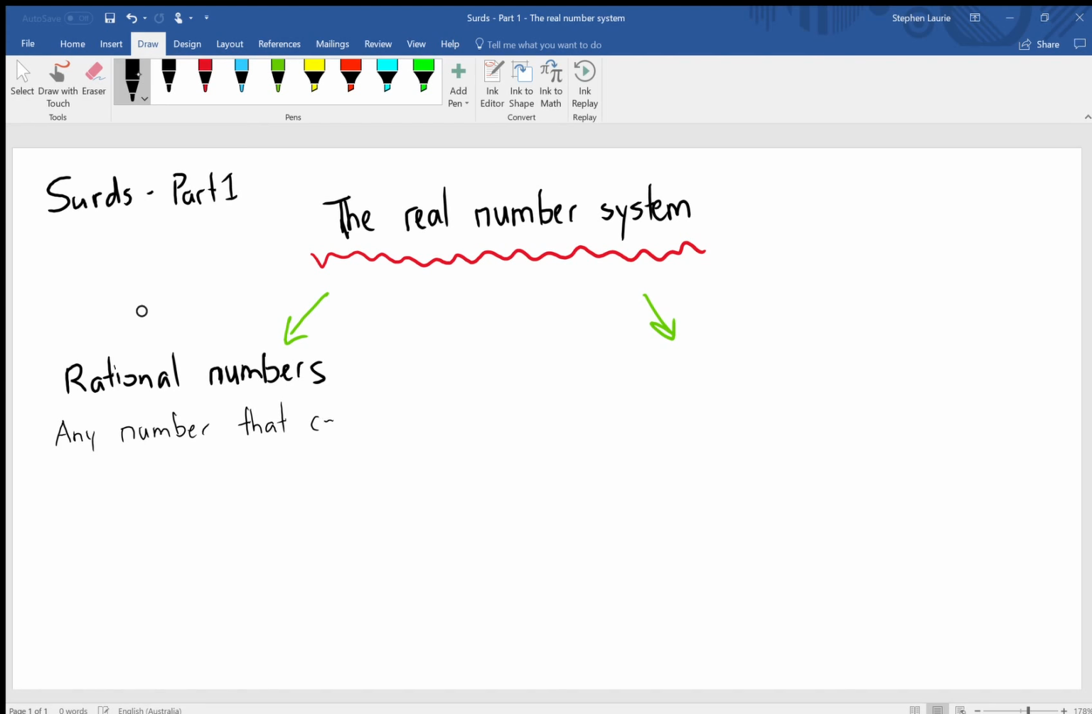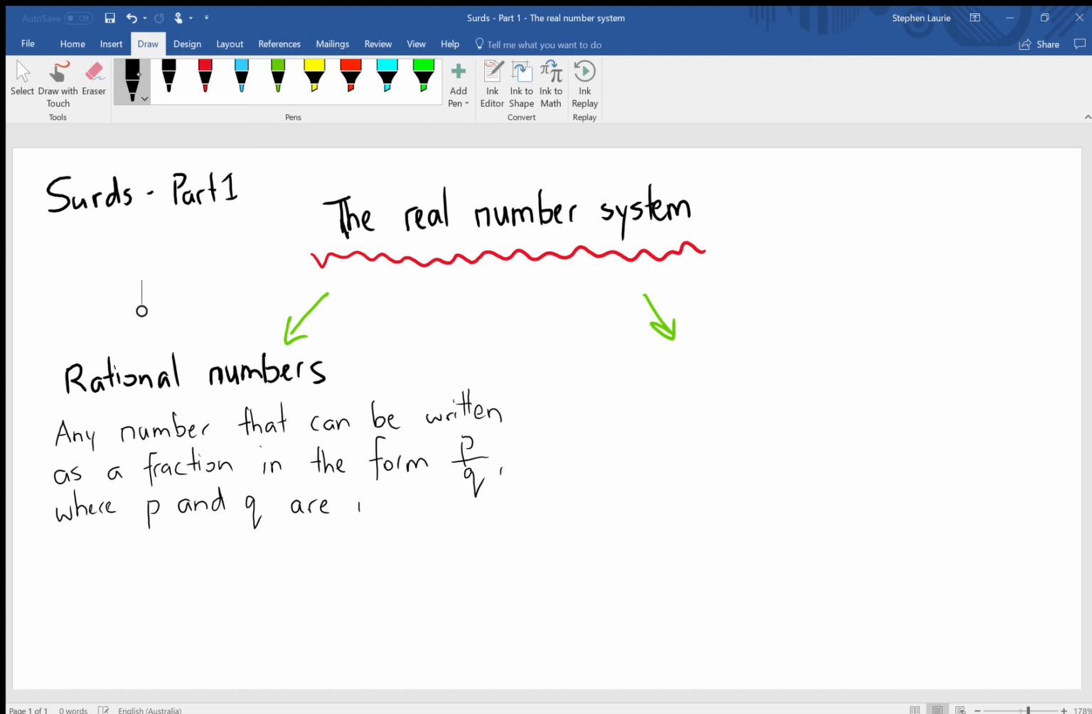Any number that can be written as a fraction in the form P on Q, because we see fractions as something on something else, where P and Q are integers. Right? So 1, 2, 3, 4, etc., or -1, -2, etc.